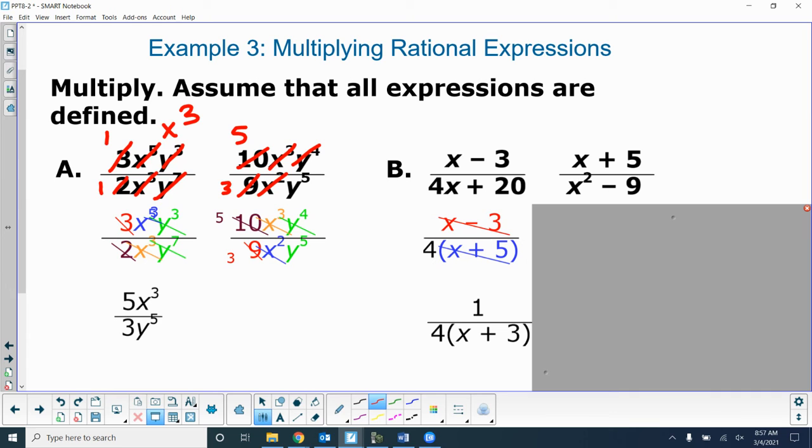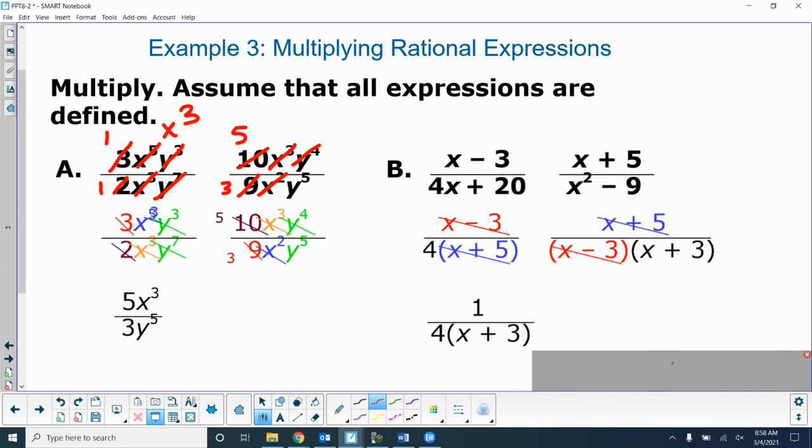Can I factor x plus 5? No. How about x squared minus 9? What do we call that? Difference of squares. How many sets of parentheses do we do? 2. What goes in the front of both? x, the square root of x squared. What goes in the back of both? 3, the square root of 9. One is plus and one is minus.